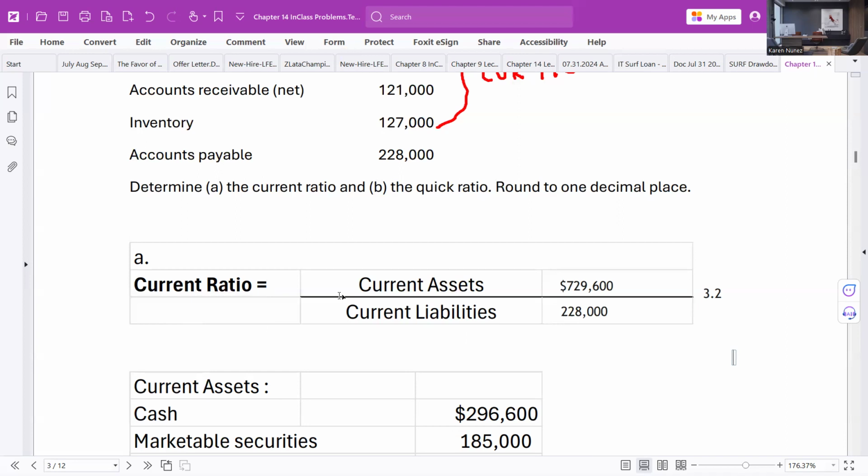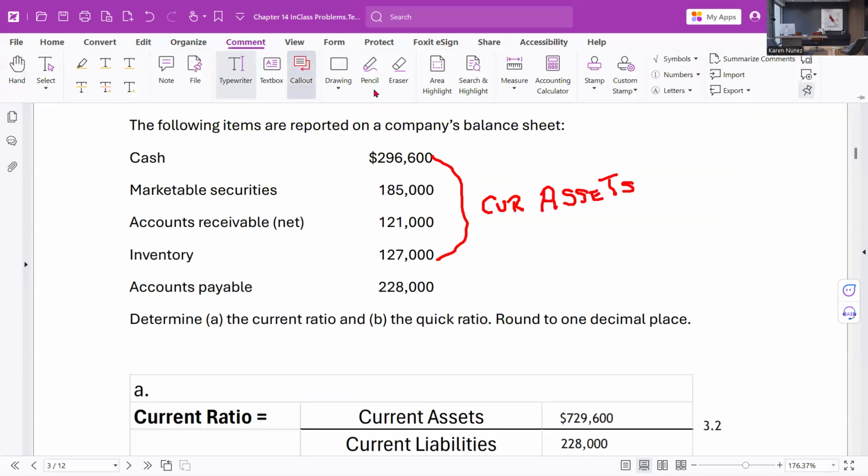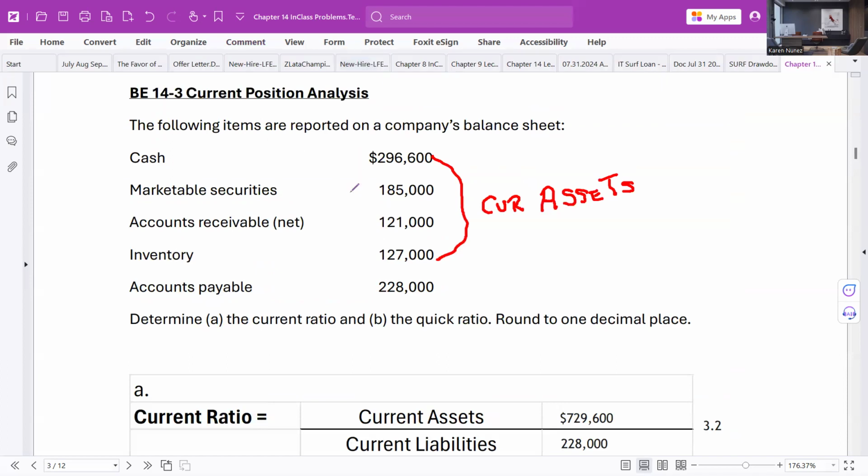The other ratio that we want to look at is the quick ratio. The quick ratio, like the current ratio, tells us something about the ability to meet those current liabilities, those currently maturing obligations. But it doesn't use all of the current assets. It only uses the quick assets, or the assets that we could quickly liquidate. That means that we want to exclude those things that would take us a little bit longer to liquidate, like inventory.